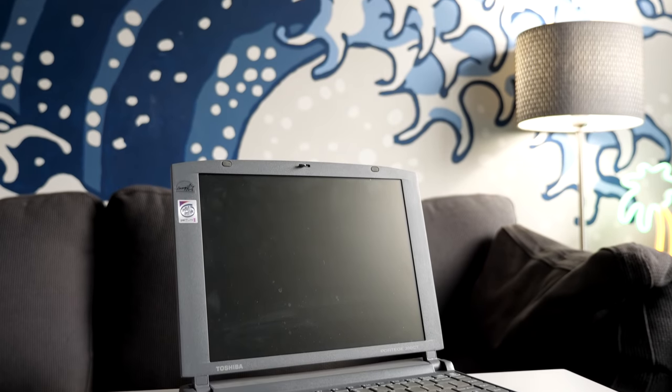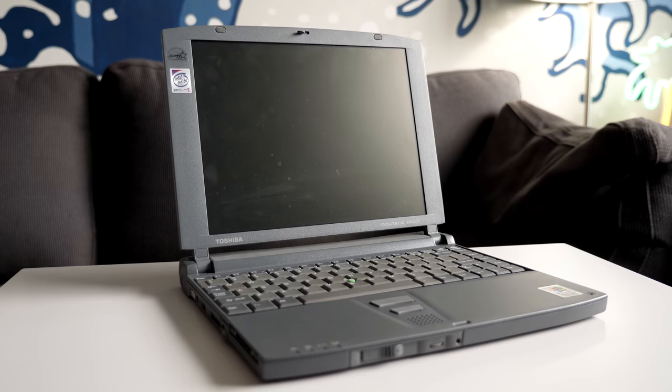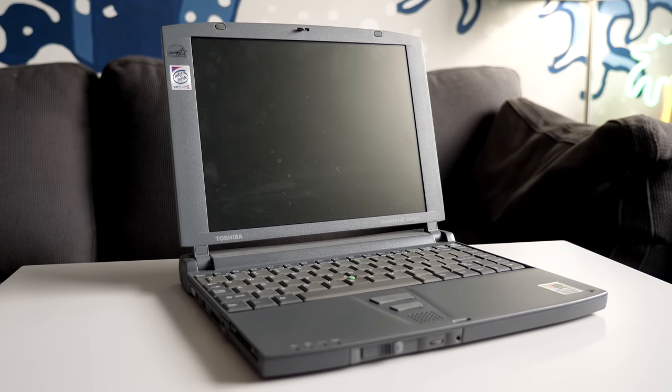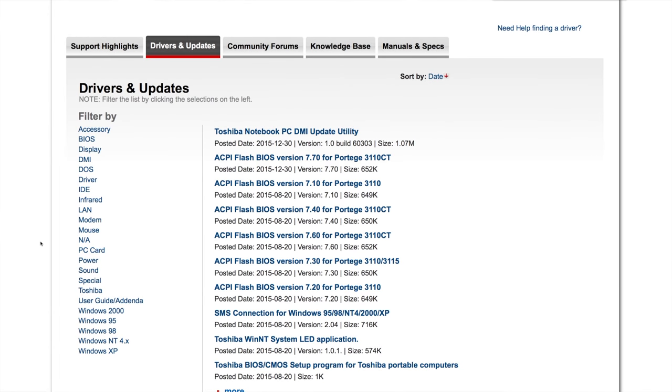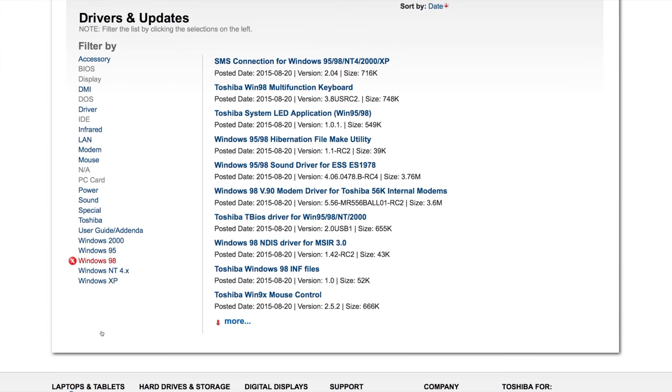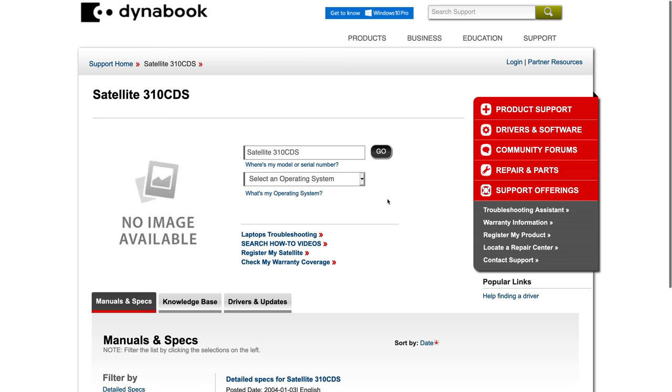Now, Toshiba for a long time, and in a previous video where I looked at another sub-notebook from Toshiba, I noted that Toshiba themselves still had drivers for all of their retro products listed on their website. They had no need to do so, but they were all still there. The thing that blew my mind was when I got this machine and started looking into what I would need when I wanted to go and wipe the hard drive, Dynabook even picked up all those software downloads.